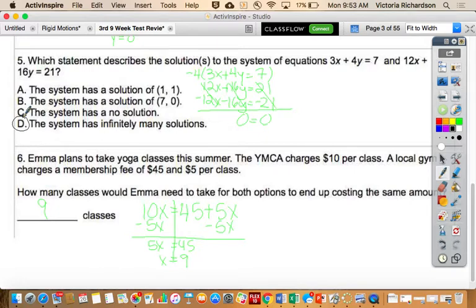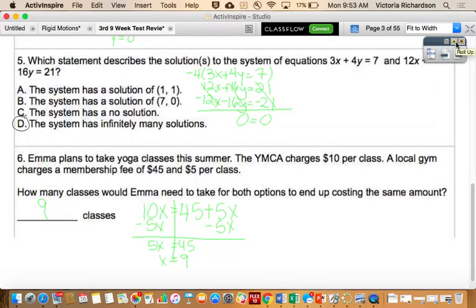All right, number 6, Emma plans to take yoga classes in the summer. It says the YMCA charges $10 per class, and the local gym charges a membership fee of $45 and $5 per class. So we're going to let the number of classes be our variable. That's our x, because we don't know how many classes she's going to take. So you would multiply $10 times x number of classes for the y, and you would do $45 plus $5 times x number of classes for the gym.